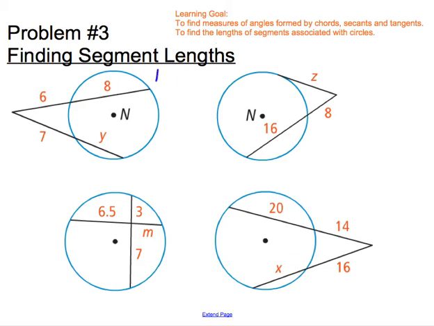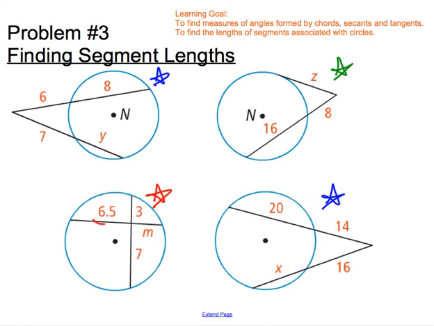So first let's identify the different types. This intersection is outside the circle but does not involve any tangent lines. Same with this one. This problem involves an intersection that is within a circle. And this intersection involves an intersection outside the circle with a tangent line.